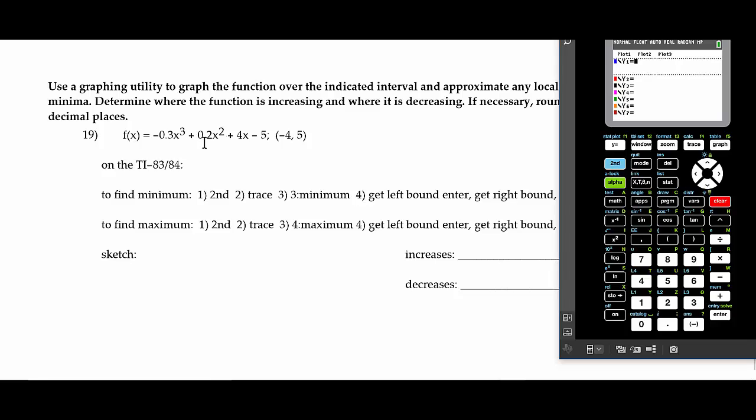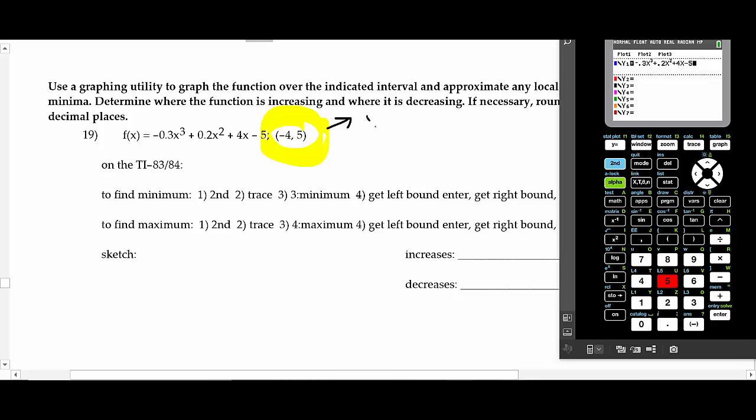First thing you want to do is put in the function. Okay, so you want to put in negative 0.3, then x to the third, and then plus 0.2, let's see, that's x to the second, and then plus 4x, and then minus 5 like that. And now what I'm doing this time is I'm giving you an interval to graph this on. Okay, so this right here is going to give you a window to do this on.